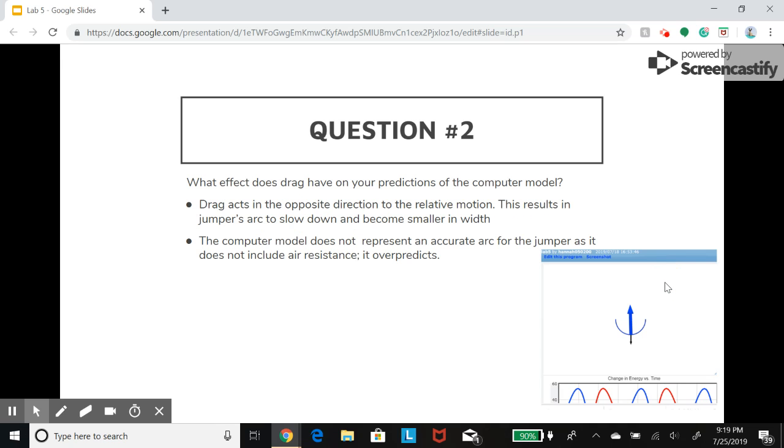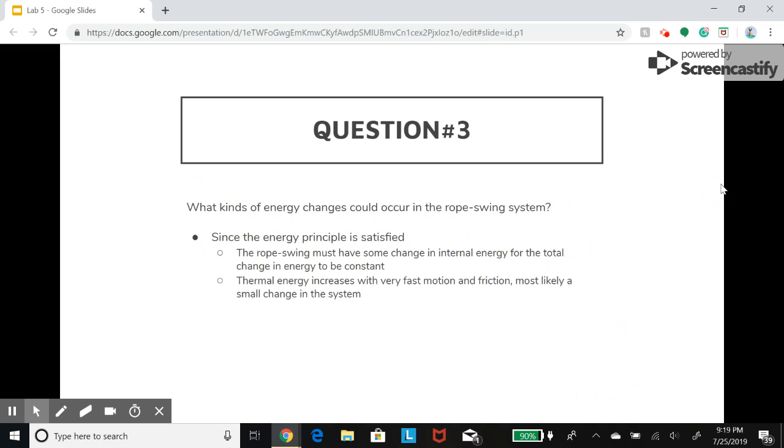To answer the second question, drag acts in the opposite direction to relative motion. This results in the jumper's arc slowing down and becoming smaller in width. The computer model does not represent an accurate arc for the jumper because it does not include air resistance. If we had another model to put it to, we would have a smaller arc.